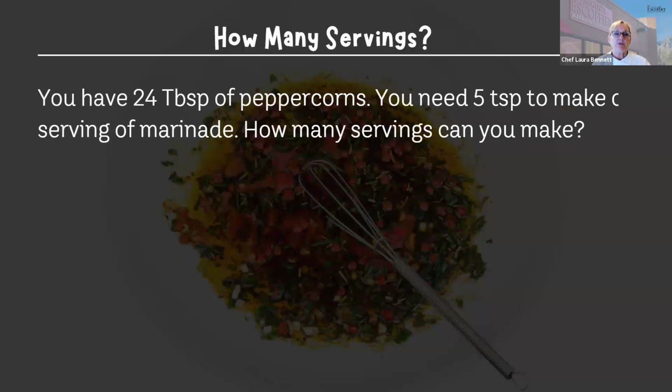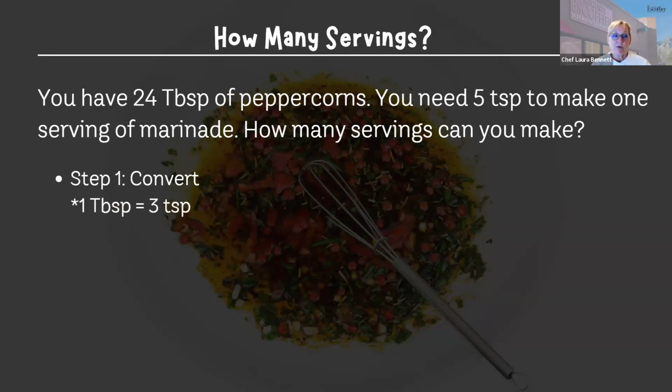You have 24 tablespoons of peppercorns. You need 5 teaspoons to make 1 serving of marinade. How many servings can you make? Step 1, convert. 1 tablespoon equals 3 teaspoons. Now we have 24 tablespoons, so now we have to figure out how many total teaspoons we have.